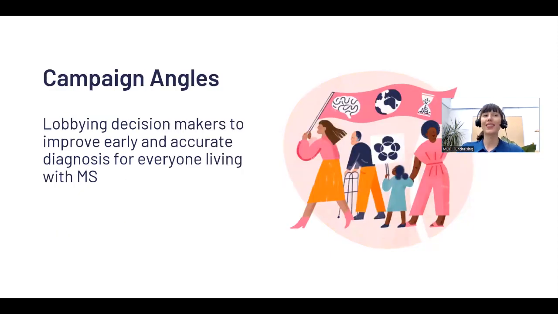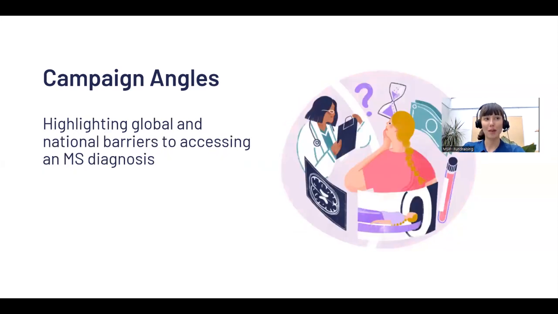When developing the new MS Diagnosis brand, we created illustrations to represent each angle. You can see an example of this here now. With this angle, lobbying decision makers to improve early and accurate diagnosis for everyone living with MS. Another angle we have for the campaign is highlighting global and national barriers to accessing MS diagnosis, which you can see here.